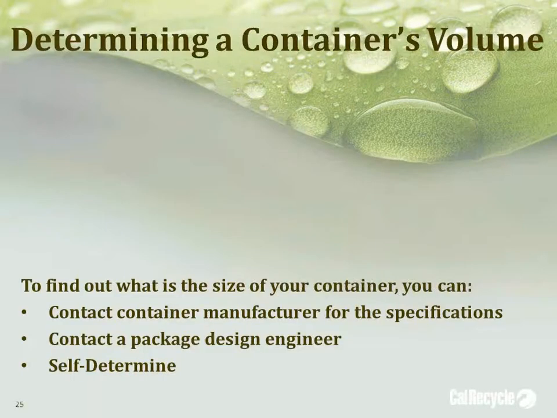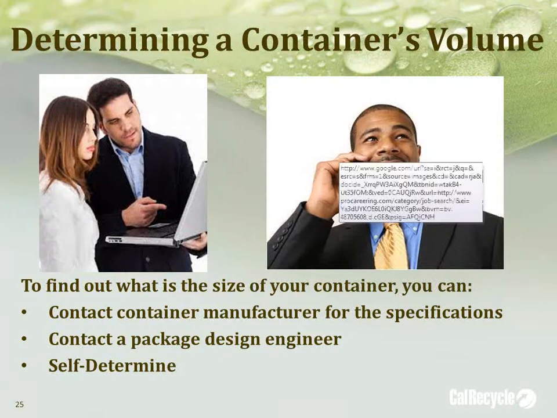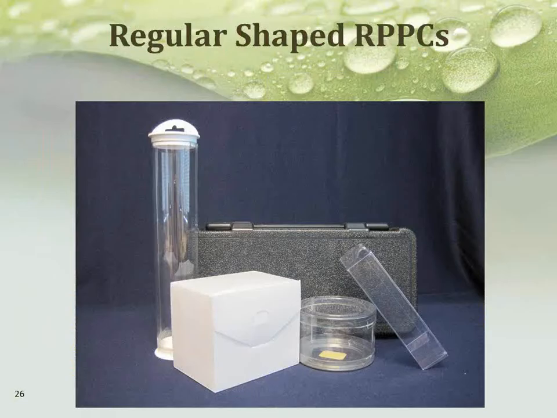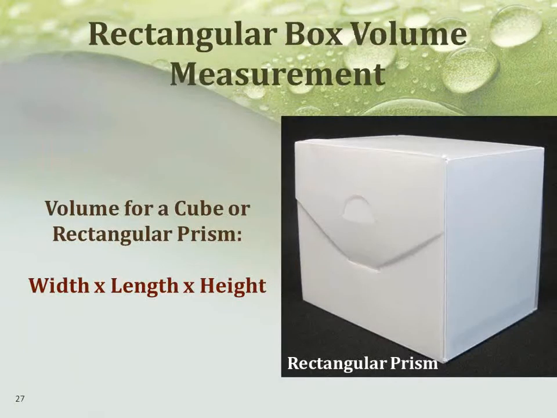If you are unsure of a particular product's total packaging volume, you may consider contacting the container manufacturer to request the total volume capacity of the container, or contacting a package design engineer to obtain the container's volume capacity. If neither of these options are available, you may need to conduct the measurement yourself. Regular shaped containers can easily be calculated using a standard formula. For example, the volume of a cube or rectangular prism can be calculated by multiplying the width times the length times the height.